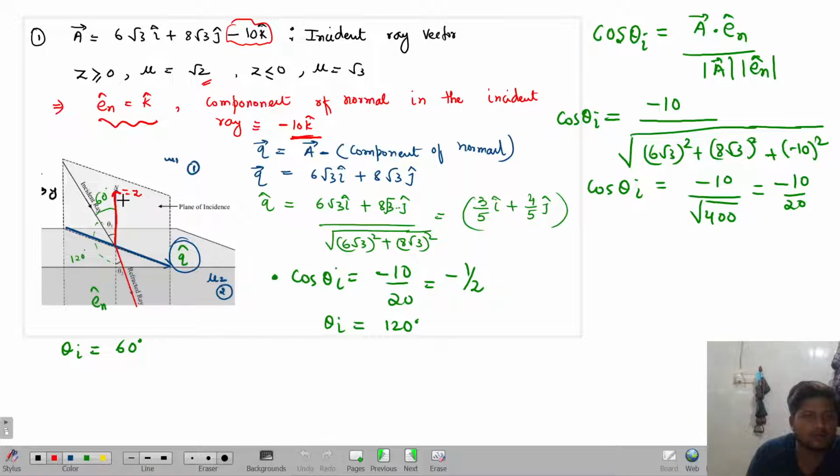Now here, try to see this. This is my normal. Normal is pointing along the positive z axis. So this positive z axis is represented by what? Your unit vector, and that unit vector is which one? n cap. Now n cap will be equivalent to what value? It will be just equivalent to k cap, because z axis is just represented by k cap. Are you able to get me or not?